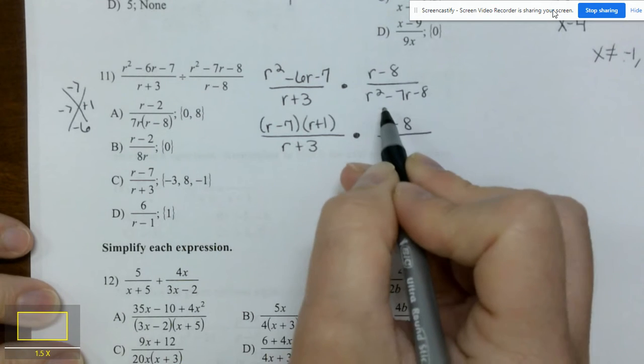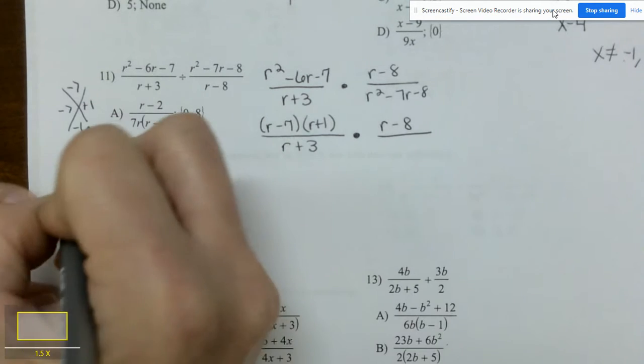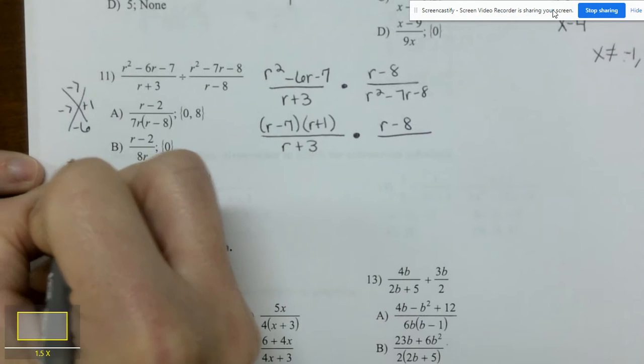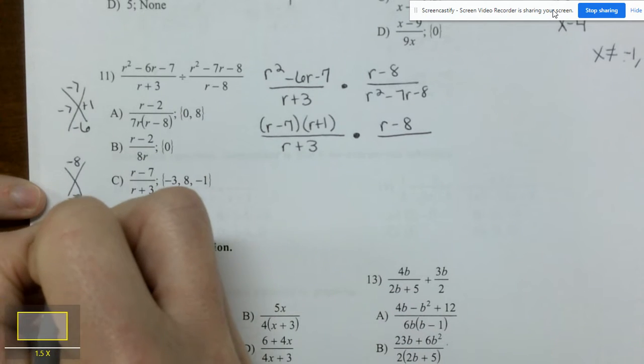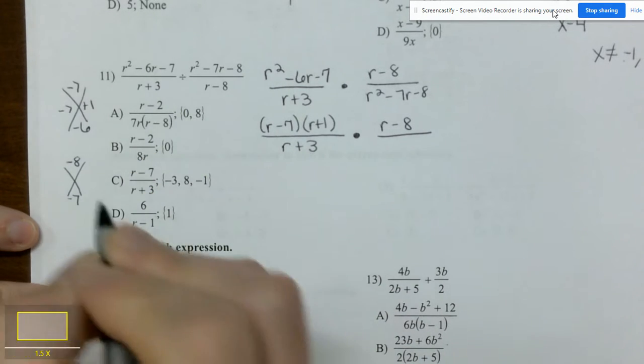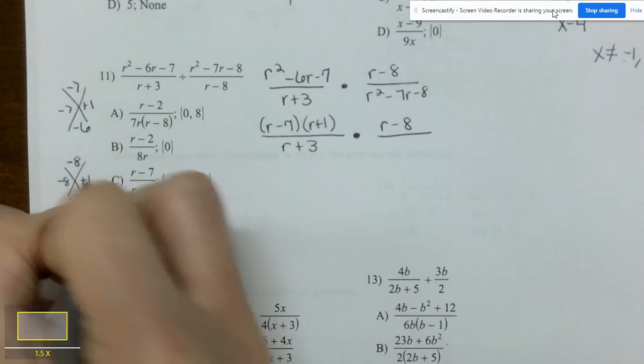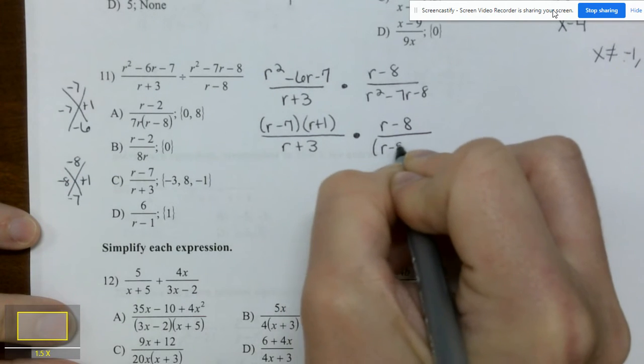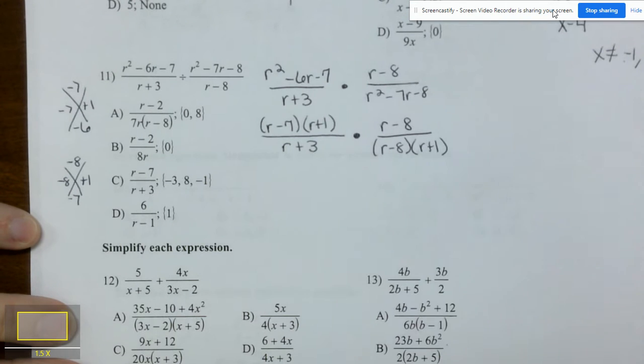And then we need to factor this one. It's a trinomial, so we think diamond method. We need to multiply to get -8 and add to get -7. Well, that's going to be a -8 and a +1. So this is r minus 8, r plus 1.